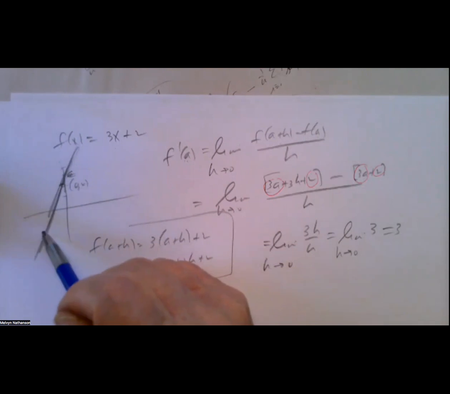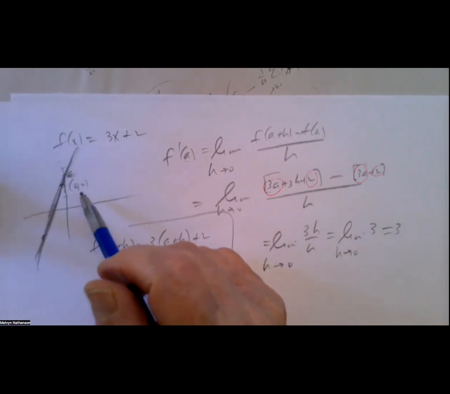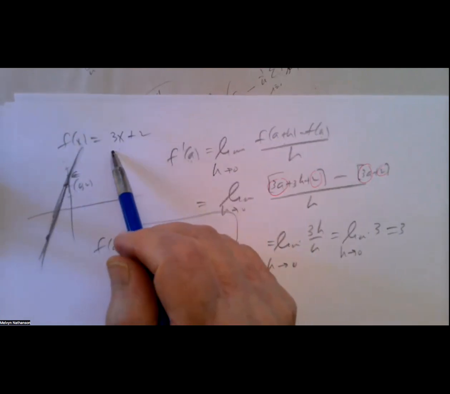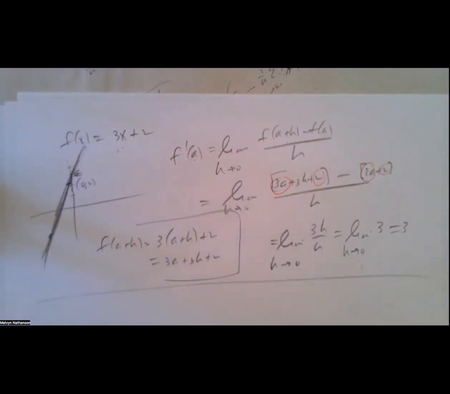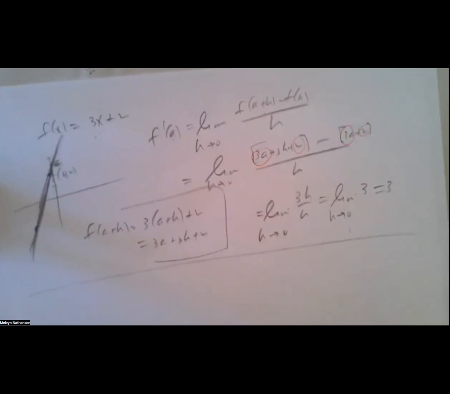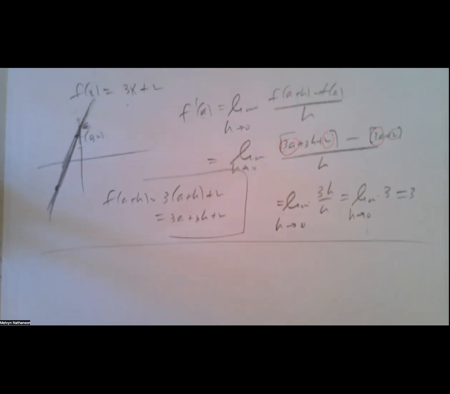But this is a line. At any point, the tangent line is just the line. This line has slope 3, so the tangent has to have slope 3. And that's exactly what we discovered by using the definition of the derivative. But it's good. It tells us that what we expect should be the case is in fact the case. Any questions about this? Let me do a few more examples.